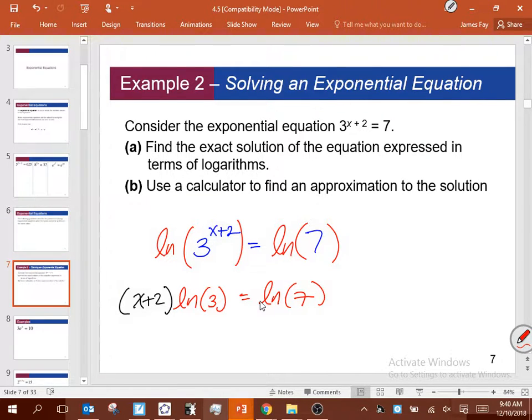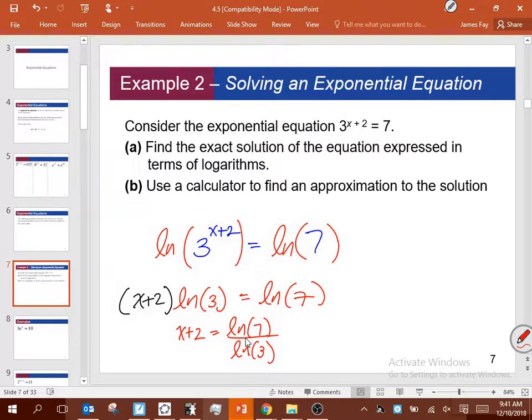Now, you've got two options. You can distribute and solve for x that way, but that's a pain in the butt. Okay, I'm trying to isolate this x, right? So I need to get that x plus 2 by itself first. So what can I do to both sides to get that x plus 2 by itself? Divide by ln of 3. So I end up with x plus 2 is equal to ln of 7 divided by ln of 3.